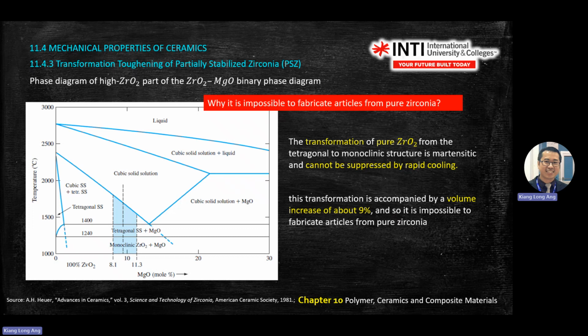Transformation of zirconia. Tetragonal to monolithic. So you can see here, from 1500, this is tetragonal. Then it goes into this tetragonal SS plus MgO.